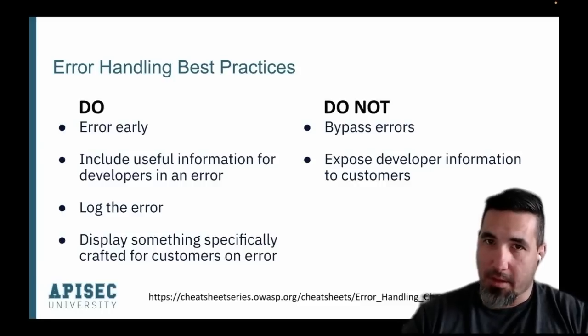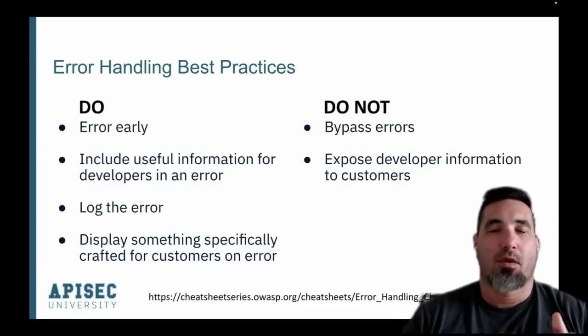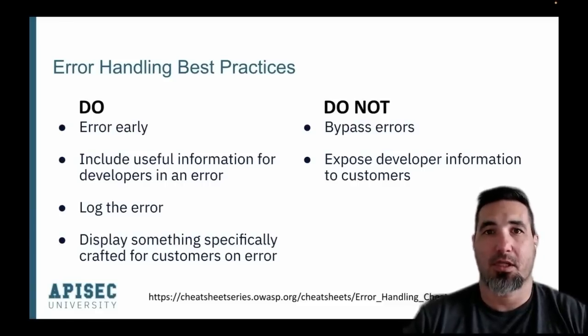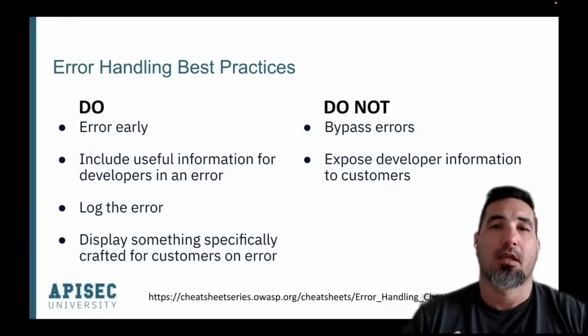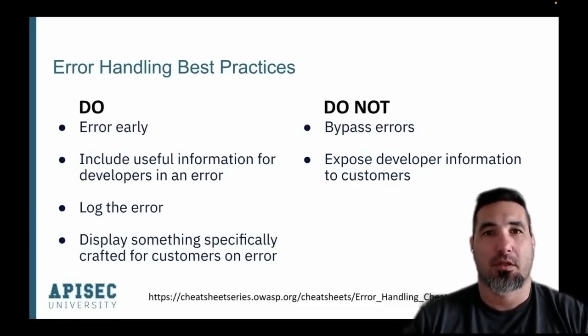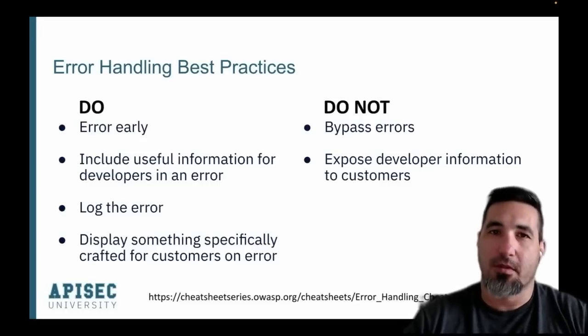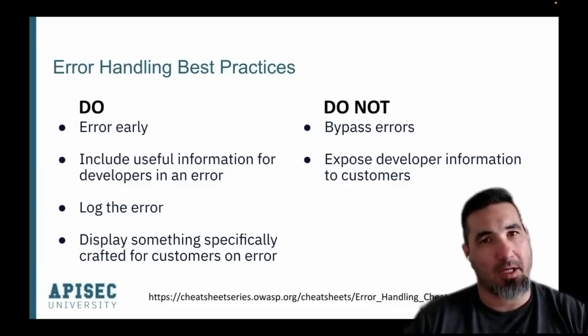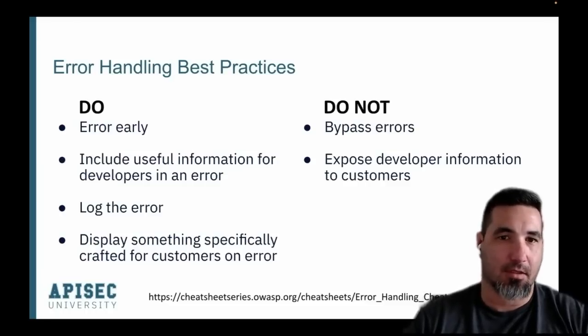What you definitely do not want to do is bypass errors. If you have a try-catch block with an exception, you generally will want to stop on that exception unless it's a known one. And anything else, you should stop execution. You don't want to expose development information to your customers. It doesn't help them. It helps people who are attacking your system.